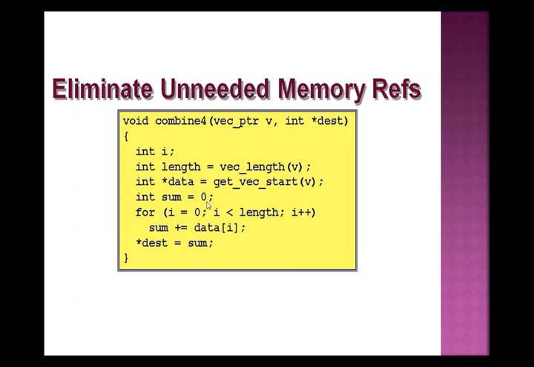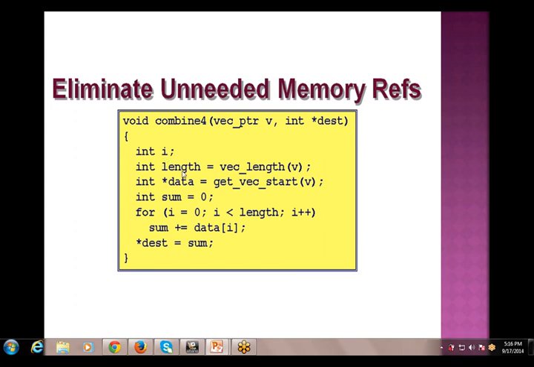There is one function used, that is combine, used for combining. It takes a vector pointer and one pointer to an int variable. Then int length, storing the vector length into the length variable using the function vec_length of v. Using the pointer variable, int pointer data equals get_vec_start of v. Then int sum equals 0, that is initializing the value of sum to 0.